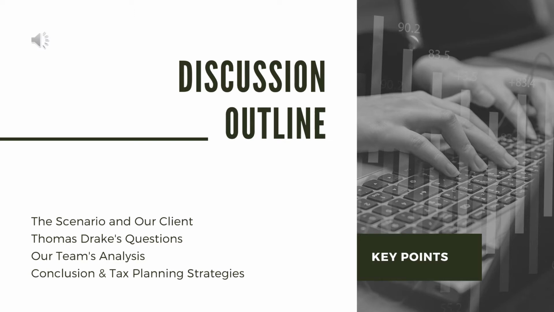Kaitlyn will be followed by Kim Haskins, who will explain what an SSTB, which is also known as a specified service trade or business, is, as well as introduce how to calculate a Section 199A deduction. In addition, Kim and Kaylee will continue to explain the income thresholds associated with the Section 199A deduction. Vincent will continue to explain how this deduction applies to our client. After Vincent, I will pick up from there to explain how we computed the allowable deduction and provide the first planning strategy for Thomas Drake. Kaylee and Vincent will then proceed to conclude the presentation, providing other tax planning strategies to consider.